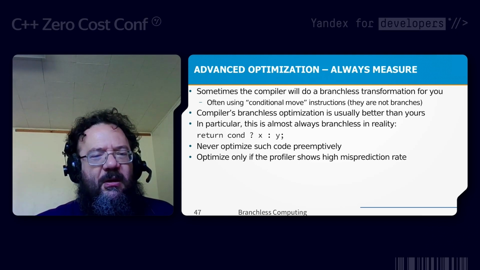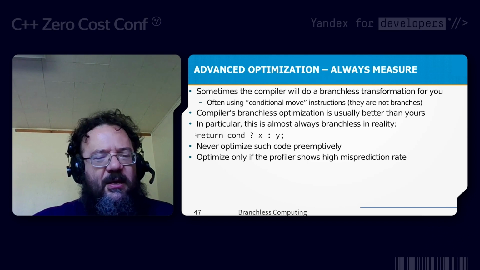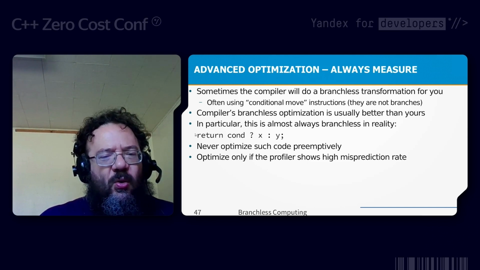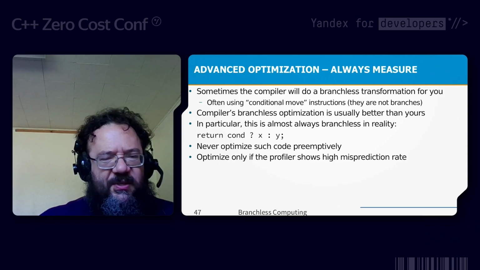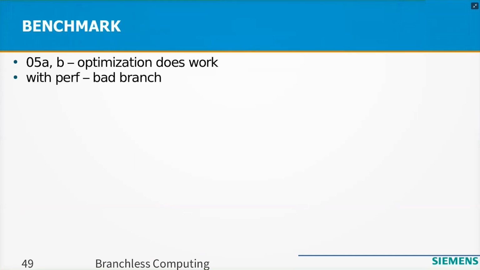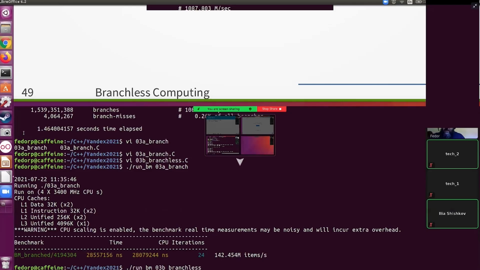In particular, you almost never want to optimize this line. The compiler will almost certainly do the conditional move here. So never optimize this code because it looks conditional. Always wait for the profiler results. On the other hand, always do use the profiler, because your code may look very similar to this, and the compiler may not recognize it. Again, let me show you the example.